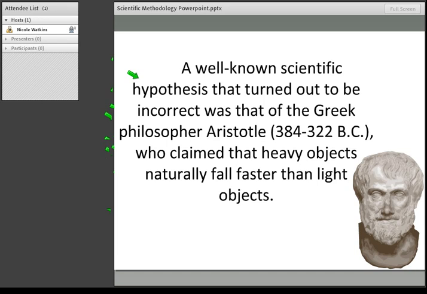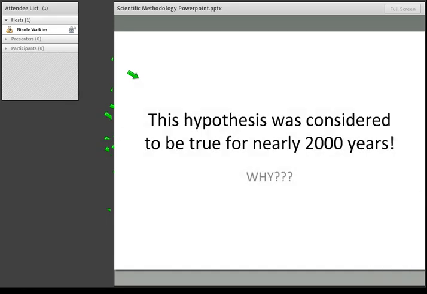Science was not always based on rational thinking and experimentation, but rather based on the known intellect of the time. And Aristotle was a known intellect of his time. And he believed that heavy objects naturally fall faster than light objects. And so people believed him.